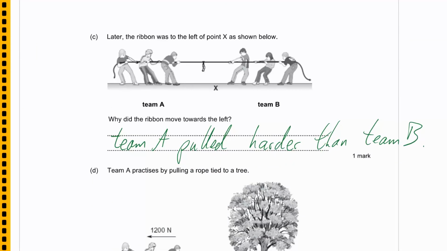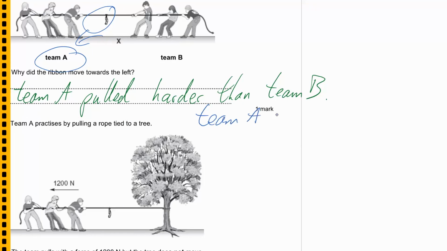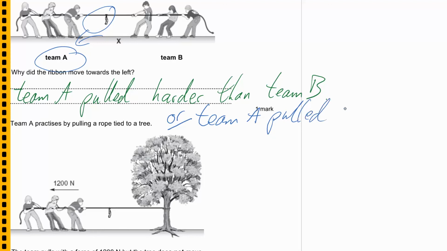Next question. Later the ribbon was to the left of point X as shown below. Why did the ribbon move towards the left? So why is it over this side? And it must be Team A pulled harder than Team B. You could have also said Team A pulled more, or they pulled harder.